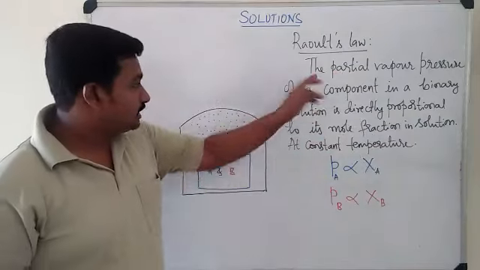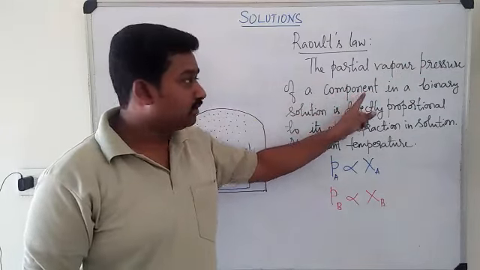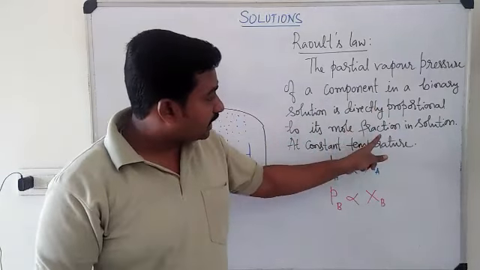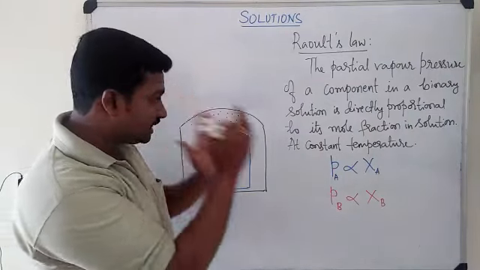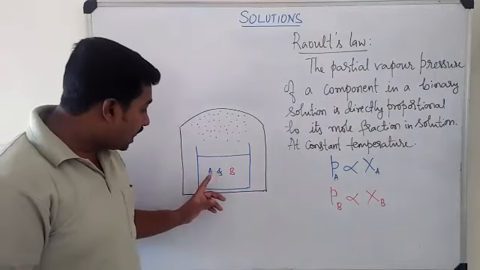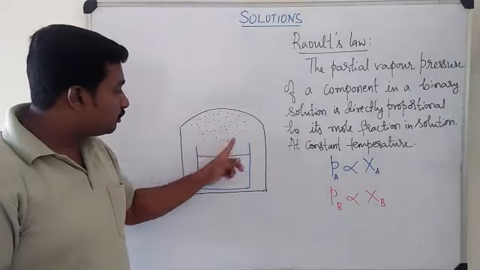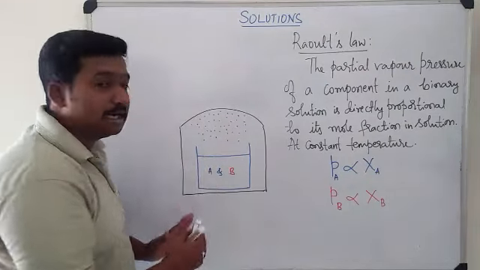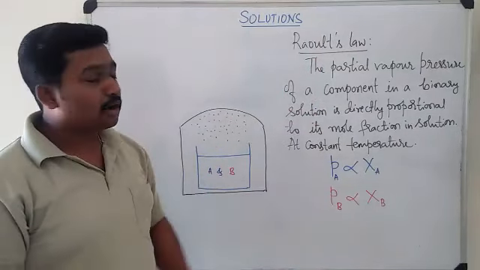According to that law, the statement says the partial vapor pressure of a component in a binary solution is directly proportional to its mole fraction in the solution at constant temperature. Of course, constant temperature is required for the statement. Partial vapor pressure of a component: I have got two components here, A and B. How much vapor is collected above the surface of this mixture from A only and how much from B only is given clearly by Raoult's law. That is the quantitative relationship given by Raoult's law.